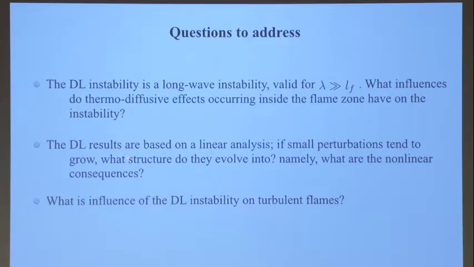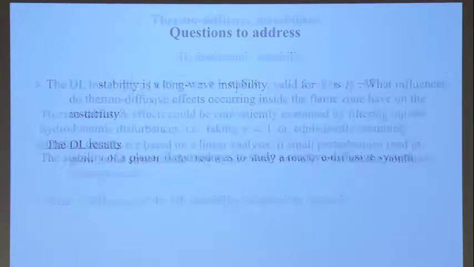And then the next question is, the Darrieus-Landau results are based on a linear theory, small perturbation. So what happens once the flame becomes unstable? As I said, even though they didn't explicitly say that in their paper, they seem to have indicated that they believe that as a consequence, the flame is always turbulent. But this is not exactly the case, as we shall see soon. The next question, what is the influence of the Darrieus-Landau instability on turbulent flames? And that's another question that is of interest.